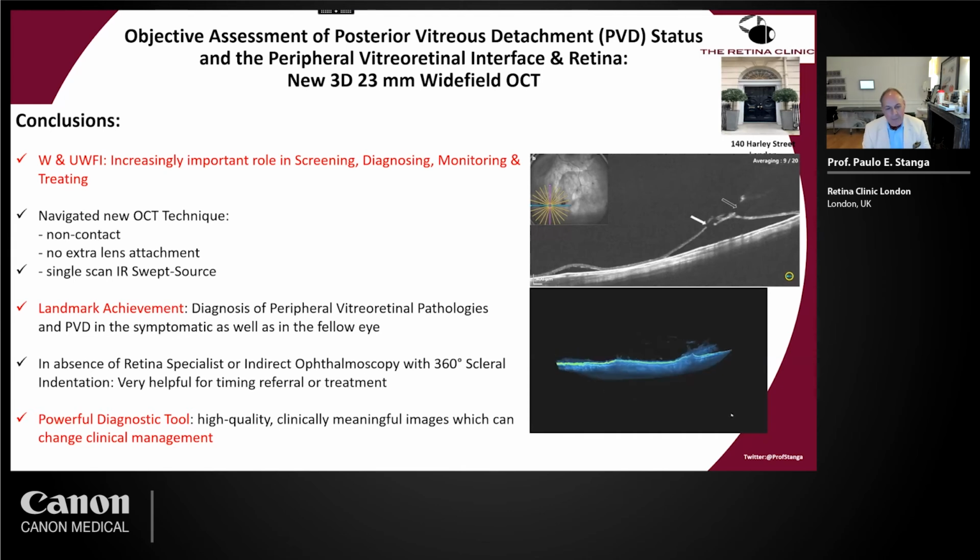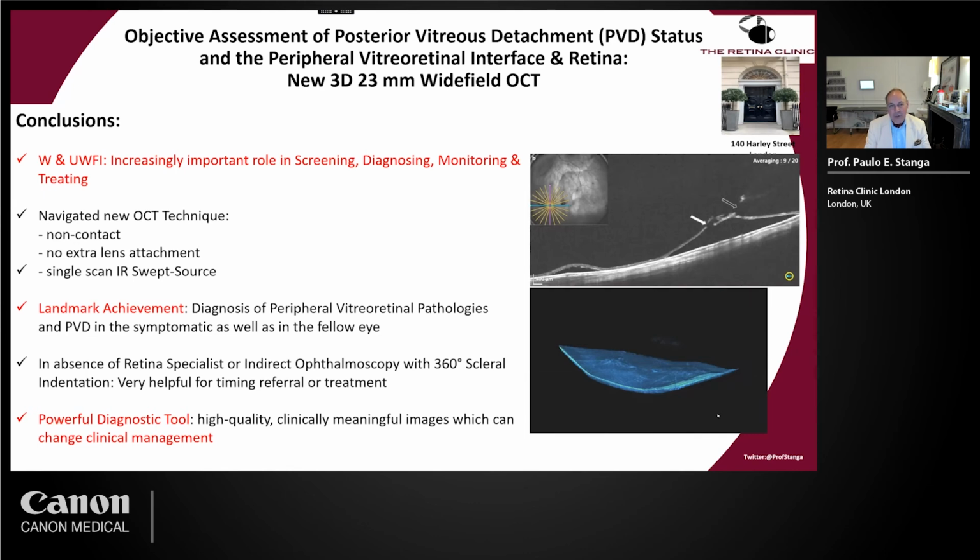with importance for the symptomatic eye, but also for the fellow eye. If a patient comes with symptoms of acute PVD, it is important to be able to tell the patient whether they are at risk of developing a PVD in the other eye or not. In the absence of a surgical retinal specialist or a specialist that can do indirect ophthalmoscopy with 360-degree scleral indentation, peripheral scanning, as I've shown you, can be very helpful to diagnose and time referrals. It is very important to be able to see the retina up to the edge.